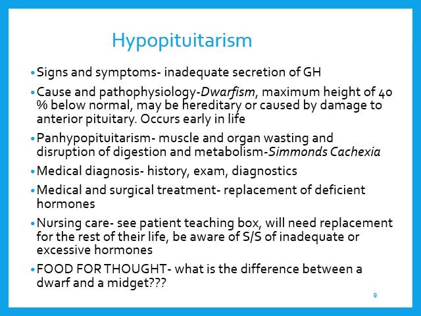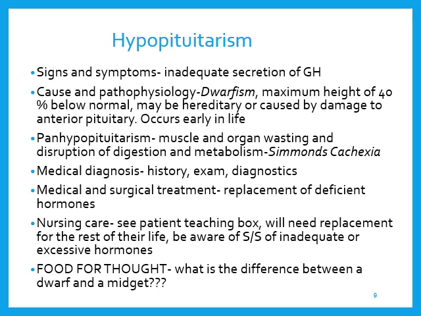So, hypopituitarism. We're going to talk about hypo and hyper. So signs and symptoms of hypopituitarism: it's inadequate secretion of growth hormone. So what happens? Well, if there's inadequate secretion of growth hormone, you might see dwarfism. And dwarfism is where the maximum height is 40% below normal. It could be hereditary or caused by damage to the anterior pituitary, and it usually occurs early in life.